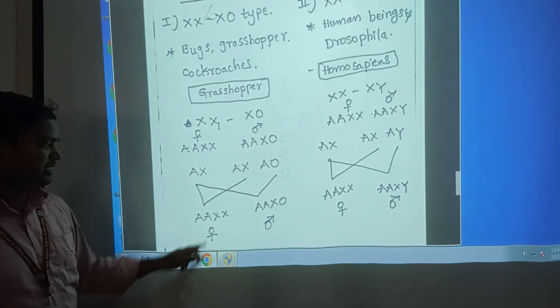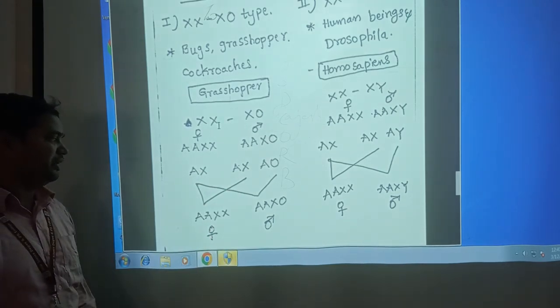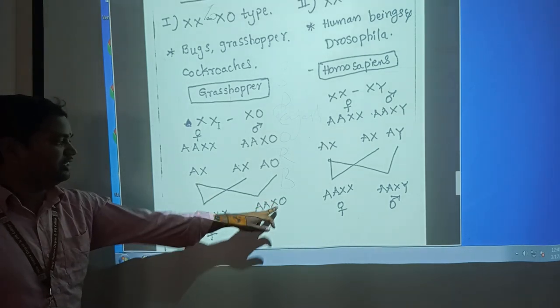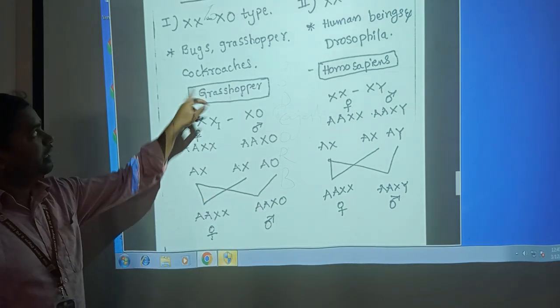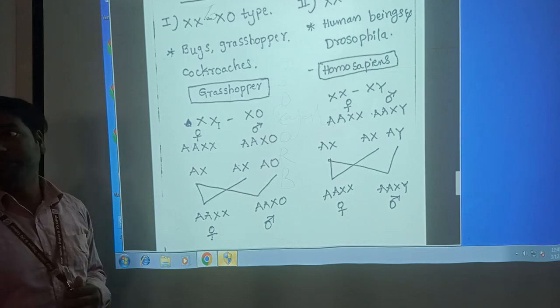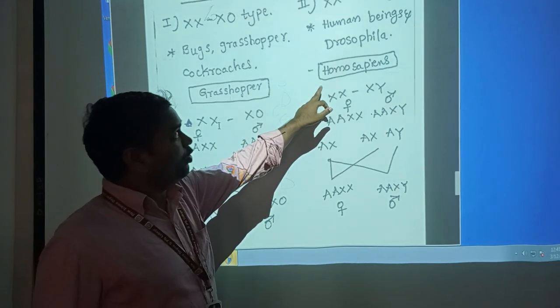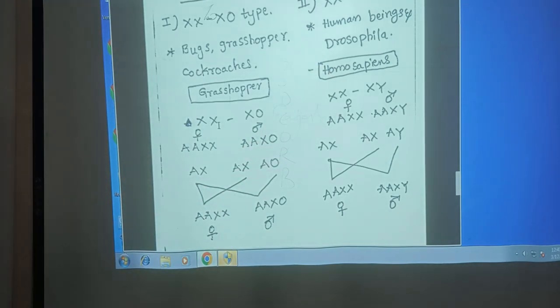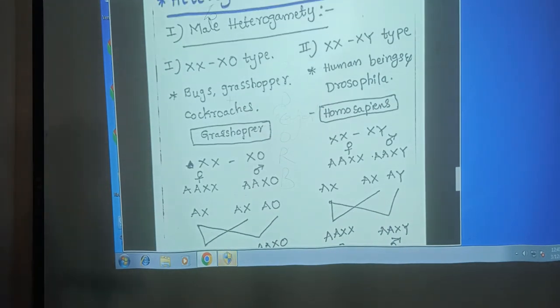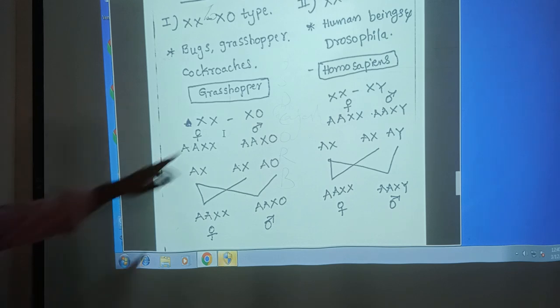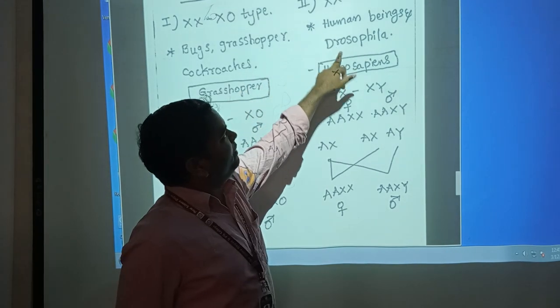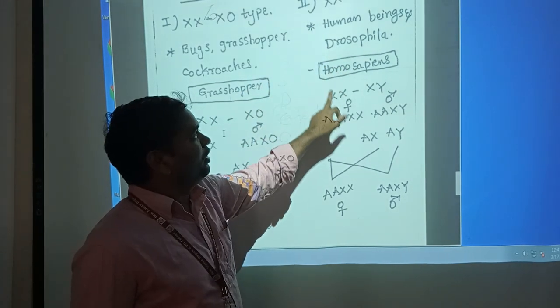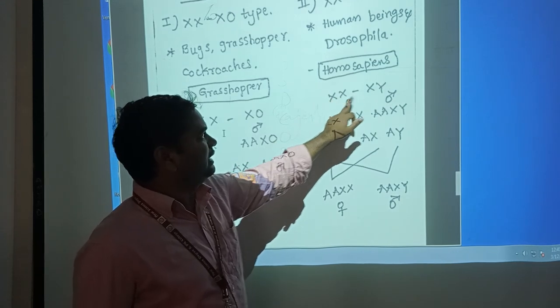This is AAXX, XX, which is the indicator of female. And the next one, AX, A0, is the male. This is the grasshopper, the XX, X0 method. And after that, this is Homo sapiens, the XX, XY method, in human beings. Drosophila and Homo sapiens, human beings, are XX, XY.